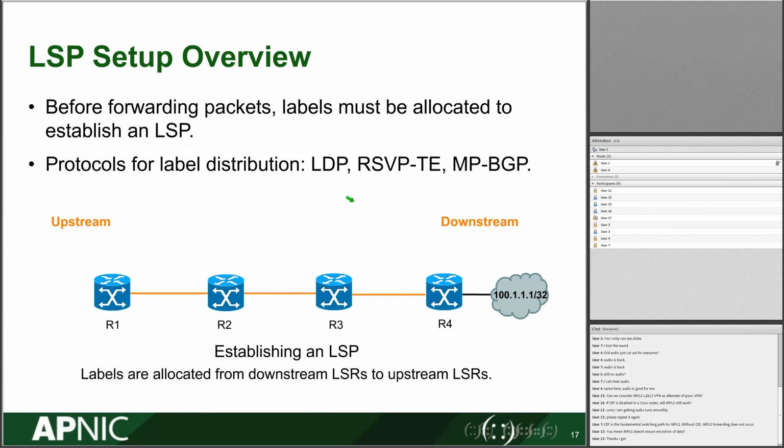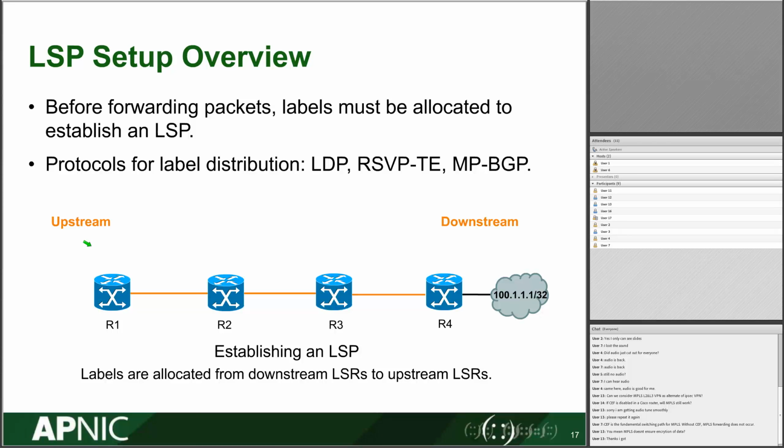And for the LSP setup overview, LSP, the label switching path, well, as I said, the label switching path is the table of the labels. So who will allocate the labels? These protocols are allocating the labels. And the labels will be allocated from the downstream to upstream.